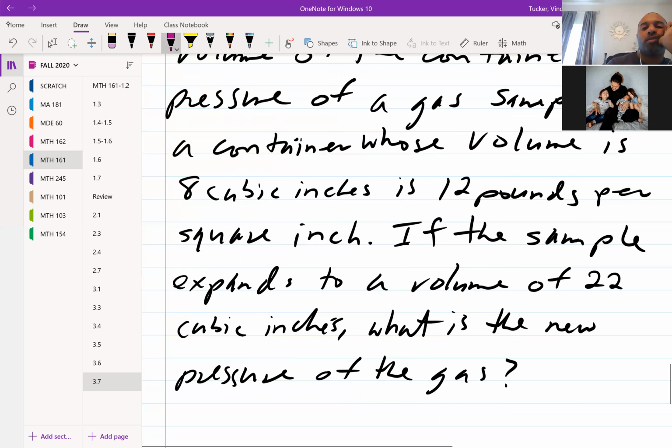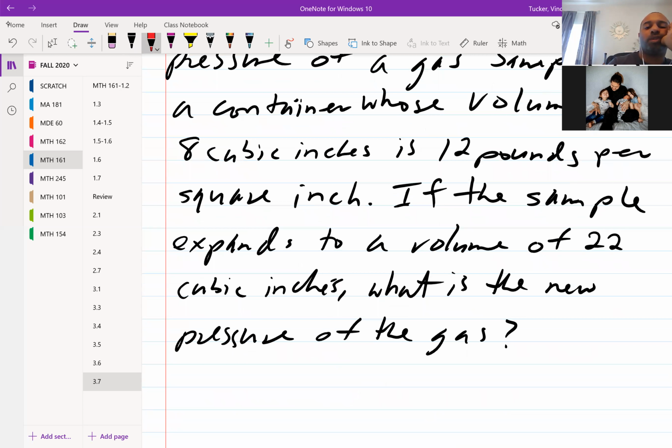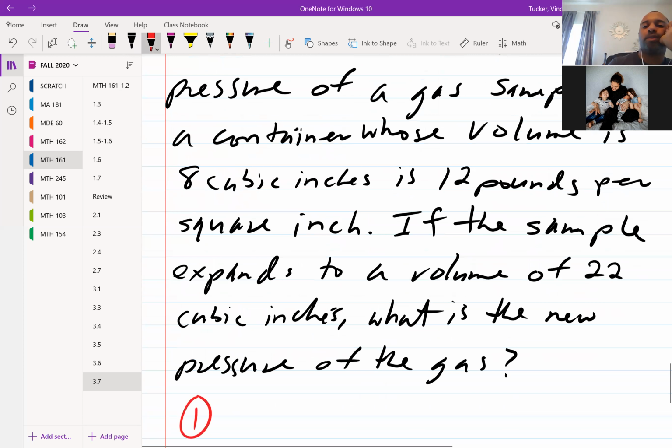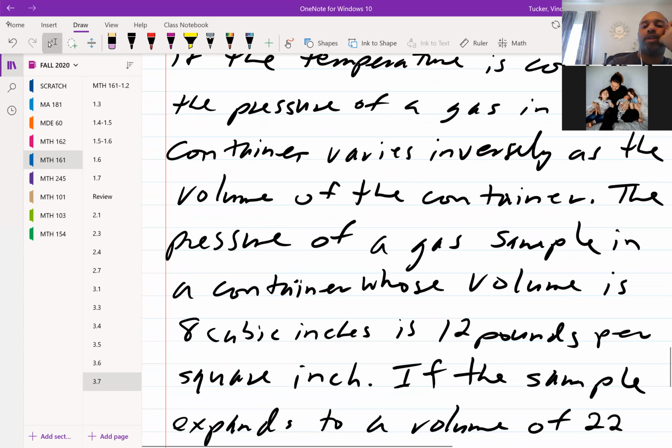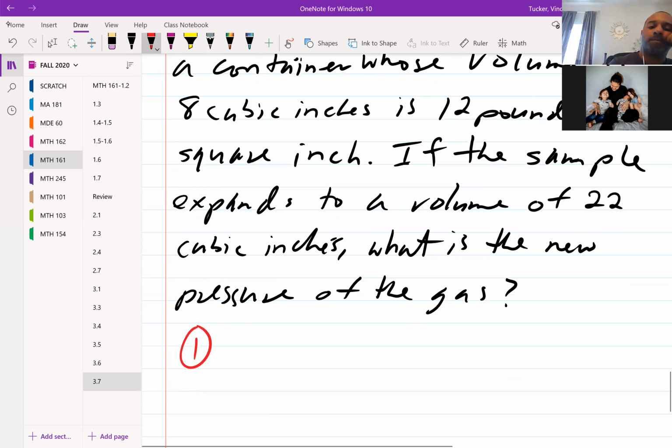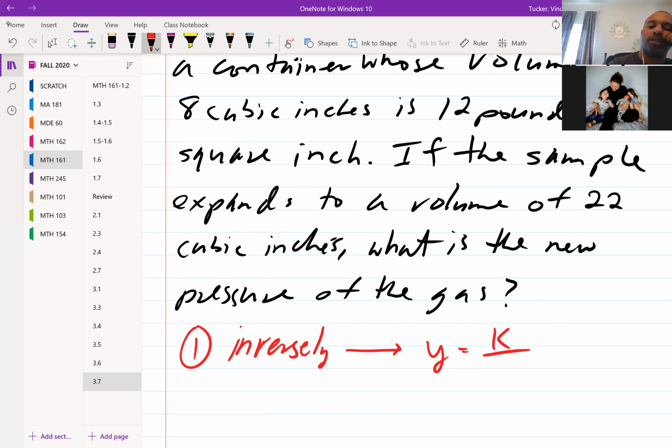All right, so first thing we want to do, like before, we want to establish our keyword or key variation setup. And so we see varies inversely as. So we're looking at inversely. That means we're looking at y equal to k over x as our setup.